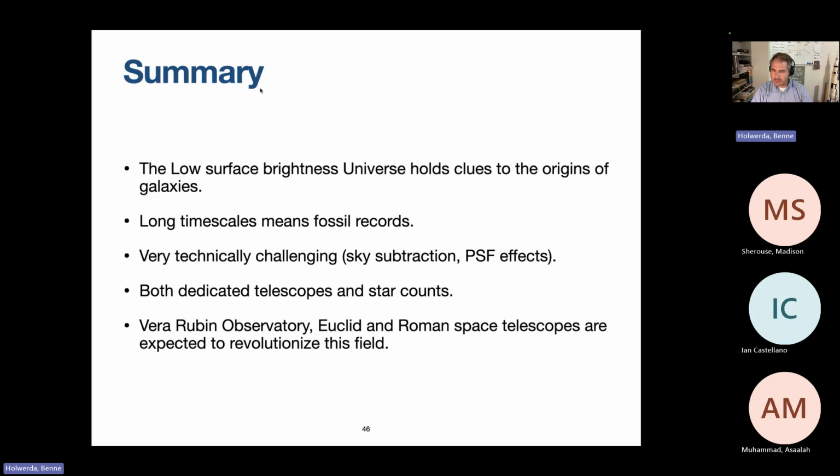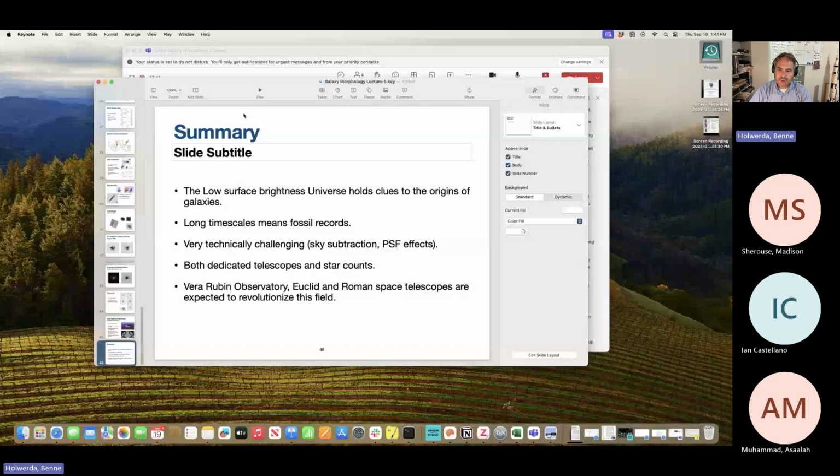It also has optical filters, and it is optimized to take wide pictures. And so we'll have lots of deep fields where we can count stars and look for low surface brightness features that way as well. So low surface brightness is where a lot of the future lies, and I just wanted to convey that to you all, so I am now open for questions.